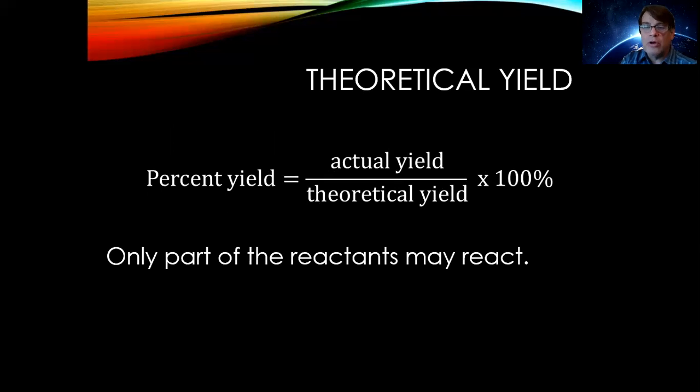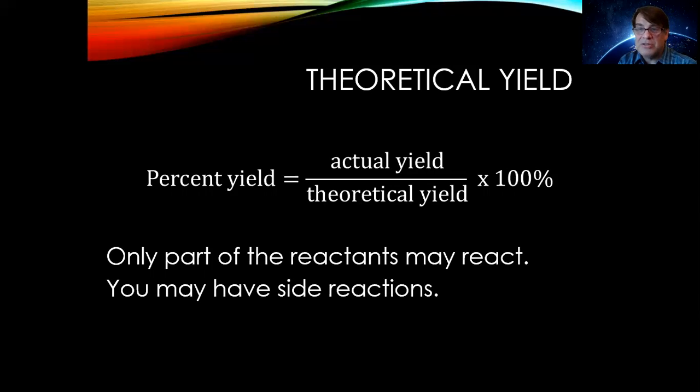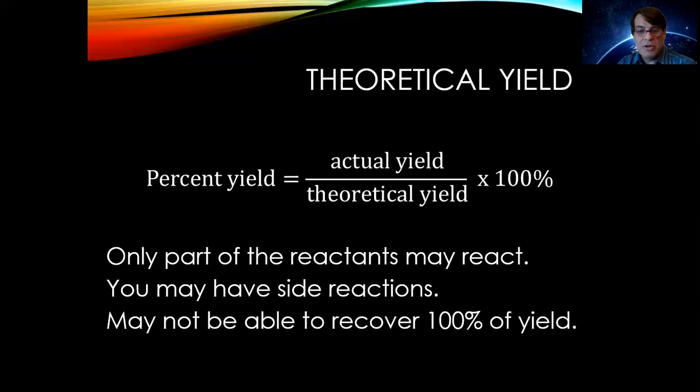the reason why we don't get necessarily the whole theoretical yield, perhaps only part of the reactants react, or maybe you have side reactions that siphon off some of the materials, or maybe you just are not able to recover 100% of the yield. So we talk about theoretical yield as what we should have in theory gotten, actual yield as what we actually got, and then percent yield is basically the actual divided by the theoretical times 100.